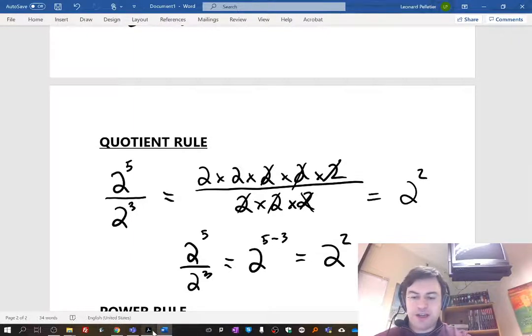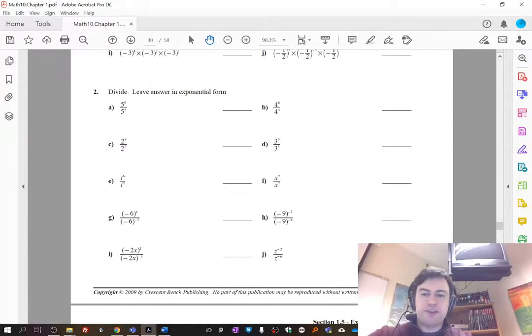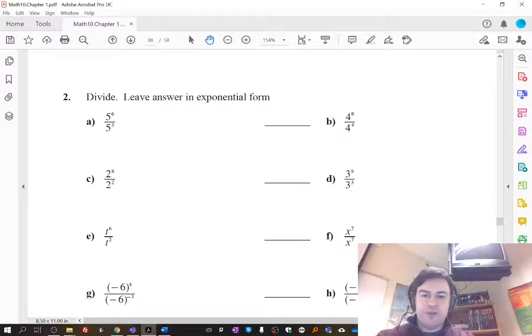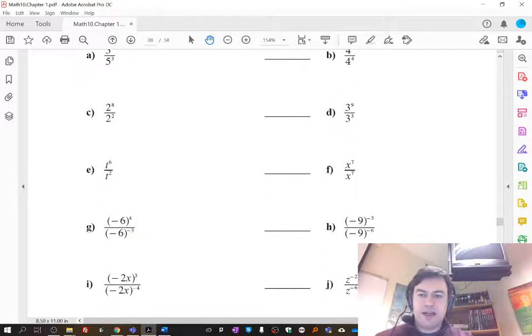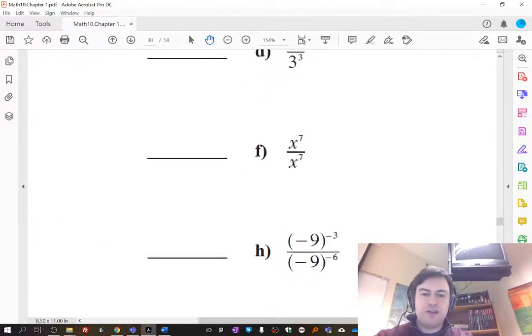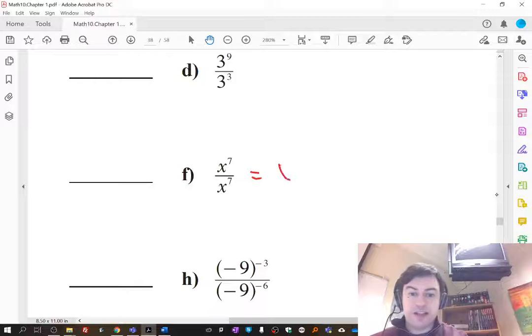So we also have a whole question, if I can zoom out. Question 2 is just practicing that rule. You'll see there's a whole bunch of examples where we are doing this. There's a few tricky questions that I'd like you to watch out for. For example, F, x to the 7 divided by x to the 7. So you subtract your exponents, right? So it's going to be x to the 7 minus 7, which is x to the 0.